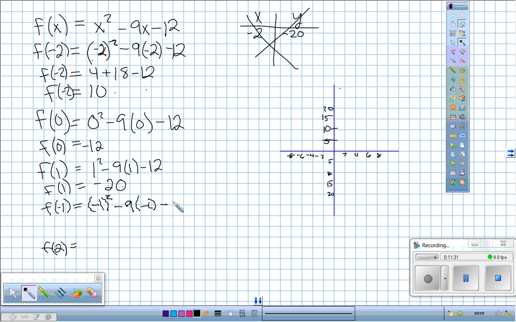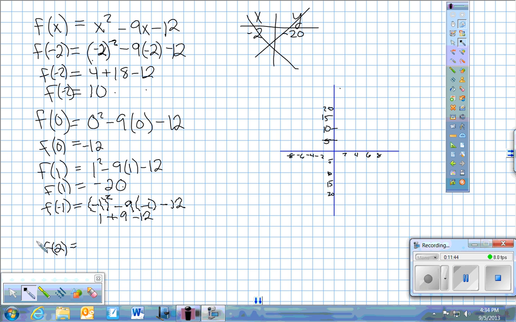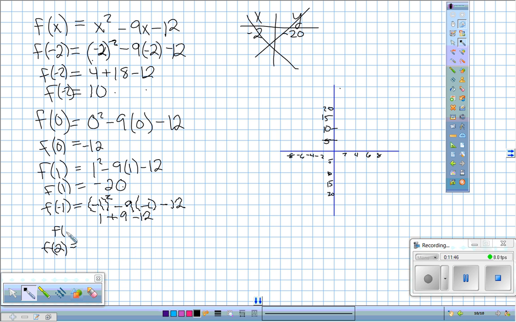Okay, minus 12. So -1 squared is +1. -9 times -1 is +9. Minus 12. So f of -1: I'll have 1 plus 9 is 10, minus 12 is -2.